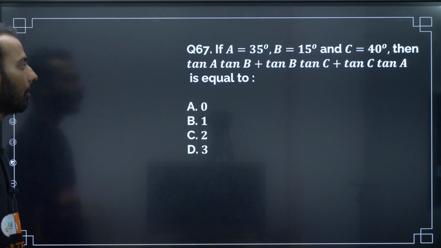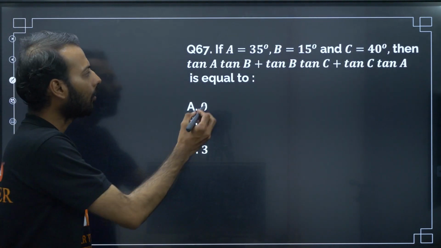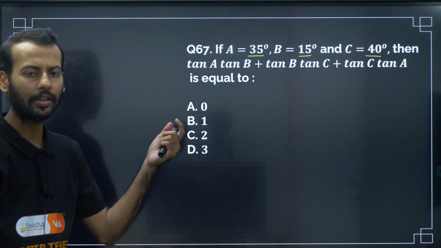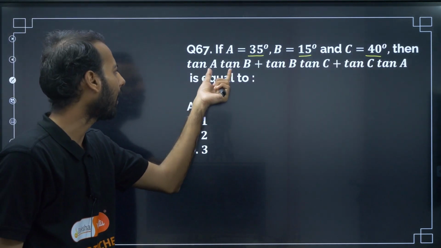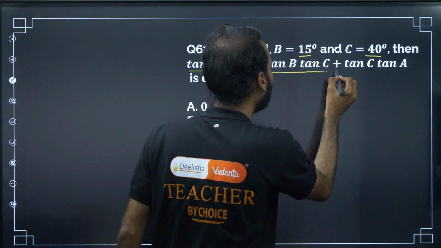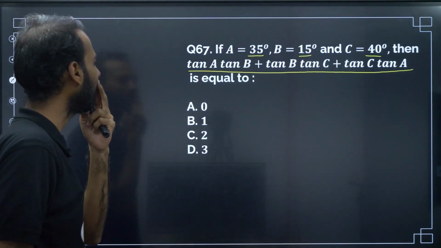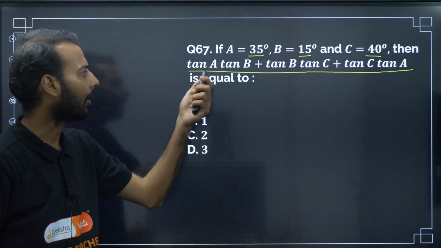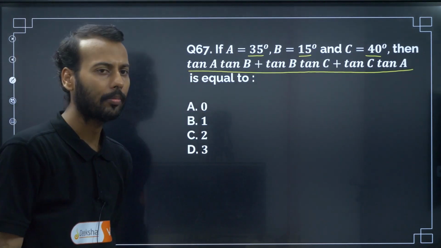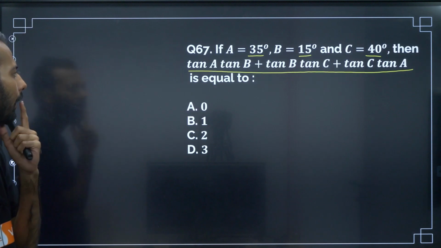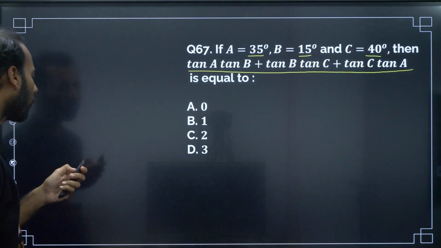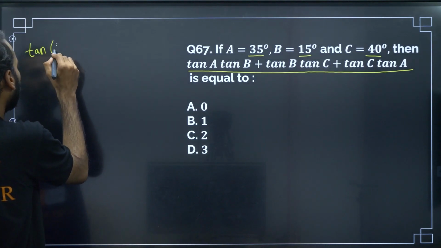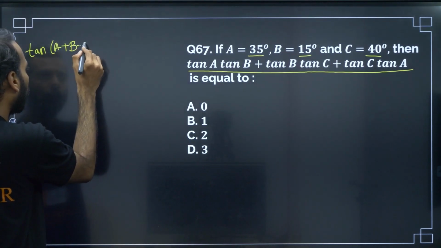Moving to the next question. If A is equal to 35 degrees, B is equal to 15, C is equal to 40, they have given 3 angles and some values. Then tan A, tan B, they're asking to find the value of this expression. Now the moment I see this, there are 3 angles and some tan function coming into the picture. So I will recall there is one formula of tan and 3 angles. I will just write that formula here.